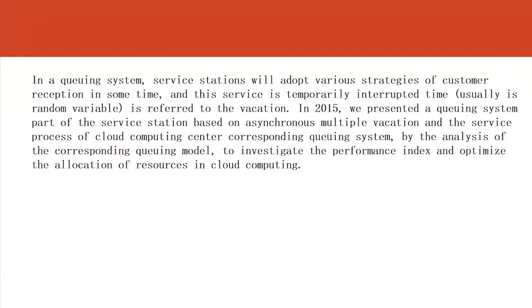In a querying system, the service station will adopt a variable strategy of customer reception in some time, and the service temporary interrupt time is usually a random variable. In 2015, we presented a querying system with part of the service station based on anonymous multiple locations, and the service processing of the cloud computing center corresponding to the querying system, by the analysis of the corresponding querying model to investigate the performance index and optimize allocation of resources in cloud computing.